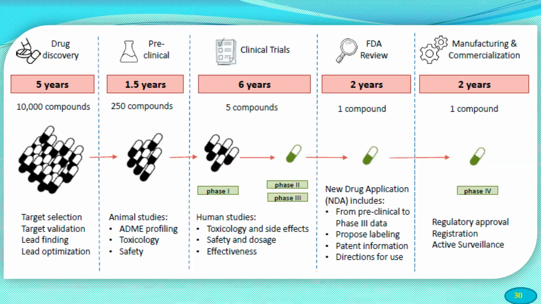Then the clinical trial takes place. Out of these 250 compounds, if you take the fluoroquinolones, 5 compounds will be in the clinical trial. This clinical trial itself takes about 6 years, because of all the kinetics, etc. The studies conducted here are the toxicology studies and side effects of the drug, safety, and also the dosage form and the efficacy or effectiveness. So this is studied in phase 1, then phase 2 and phase 3.